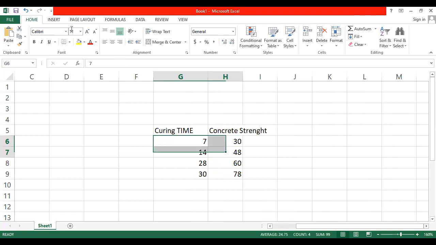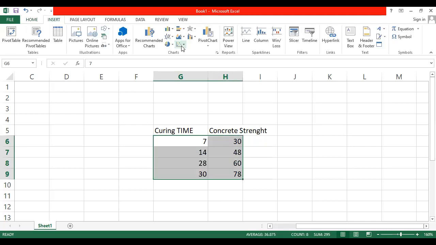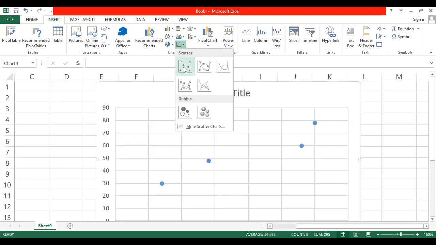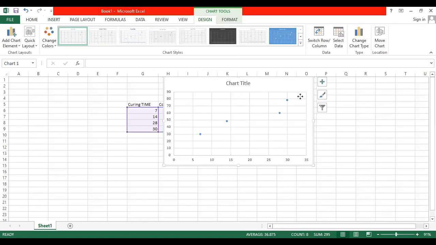Then you go to Insert at the top here. Under Insert, you are going to have charts. You click on the chart, then you can see we have scatter here. Once you click on the scatter, we have the scatter chart showing. So we have the scatter plot showing here.